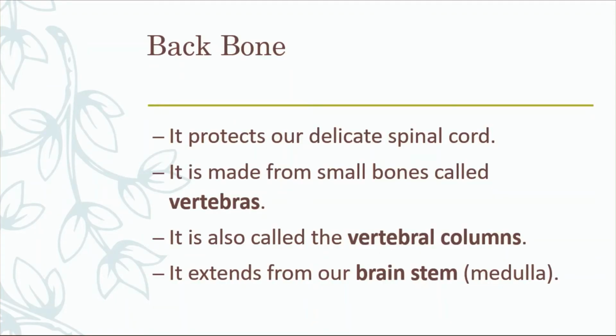Now we'll learn about the backbone. Now this backbone protects our delicate spinal cord. It is made from small bones called vertebrae. It is also called the vertebral column, which means the backbone is also called as vertebral column, and it extends from our brainstem, which is the medulla, which I had taught you in the last video. So if you want, I'll put the link in the description below.